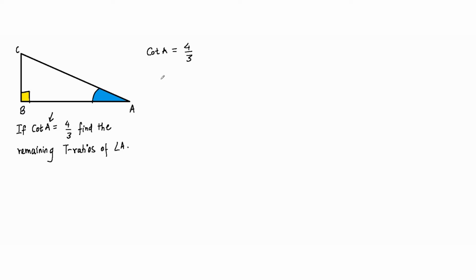So if you remember, cot is the reciprocal of tan. So if cot A is 4 by 3, then I can say that tan A will be the reciprocal of 4 by 3, which is 3 upon 4. That means with respect to angle A, the opposite side, so tan I know is opposite upon adjacent, that means the side opposite to angle A is going to be 3K. So this side is 3K and the adjacent side is 4K, right?